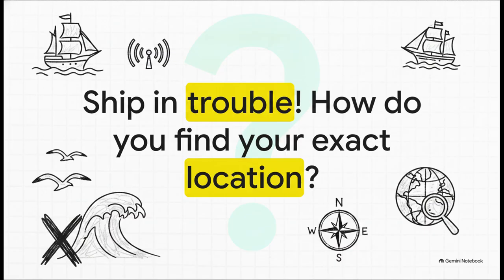Imagine you're the captain of a ship, and you've just encountered some serious trouble out in the middle of the ocean. You desperately need help, so you radio the Coast Guard. The very first question they are going to ask you is, where are you? Now, you can't exactly say you're near the big wave or just past those seagulls, right? You need an exact, universal language to pinpoint your location in a vast, featureless ocean. So how exactly do you do it?